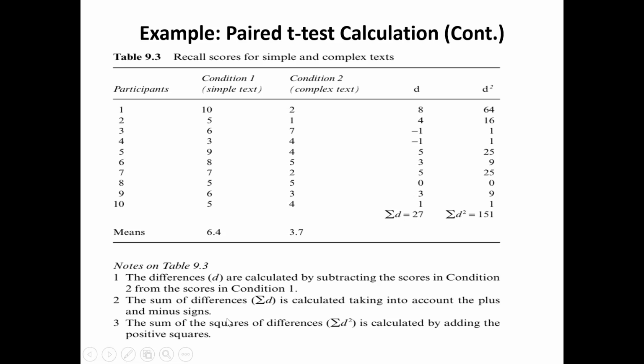So this is what you should note. The difference D is calculated by subtracting the scores in condition 2 from the scores in condition 1. I have already mentioned that.